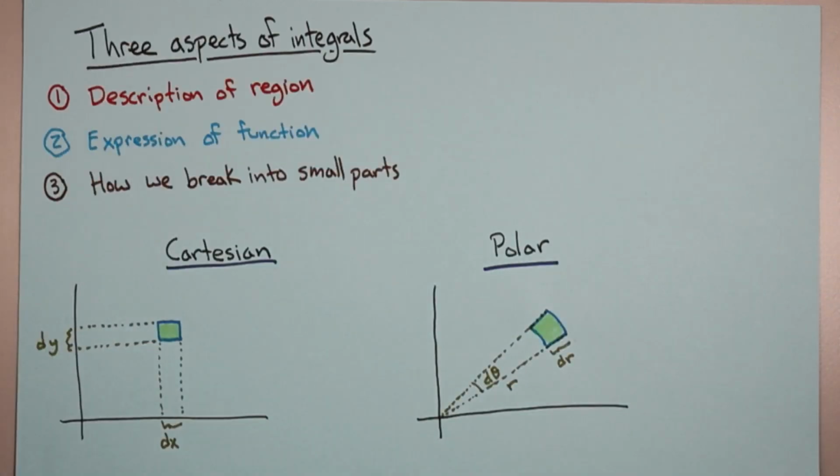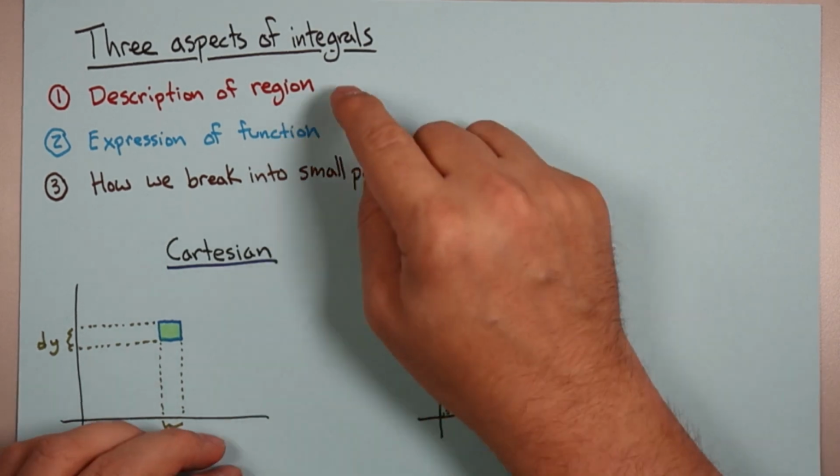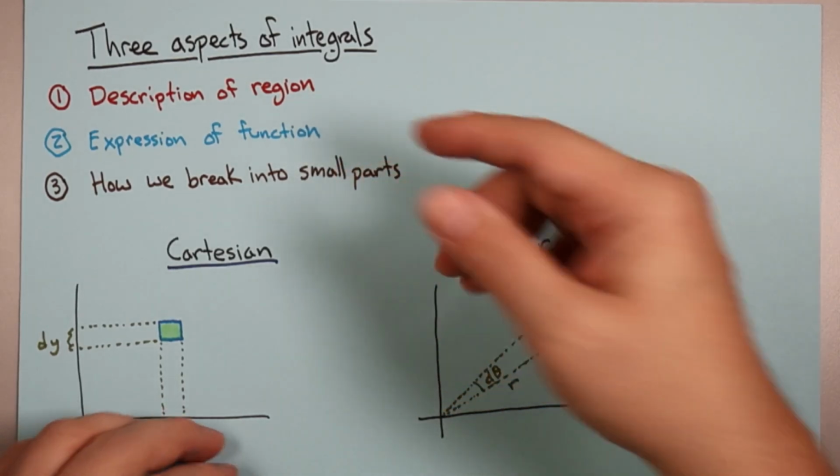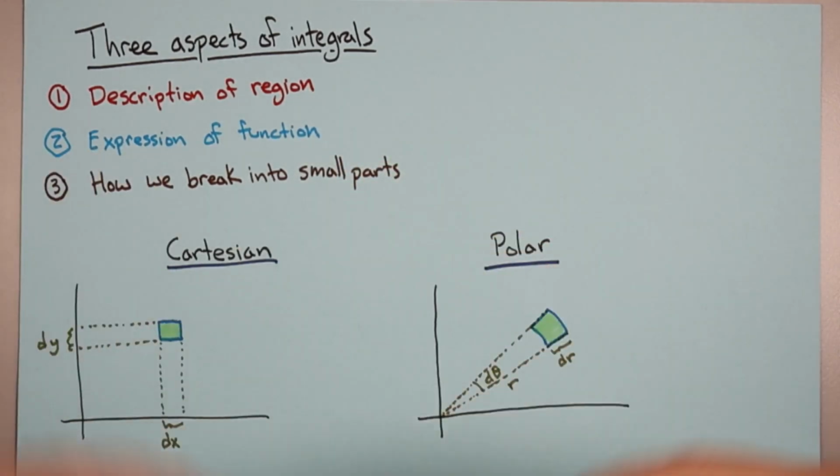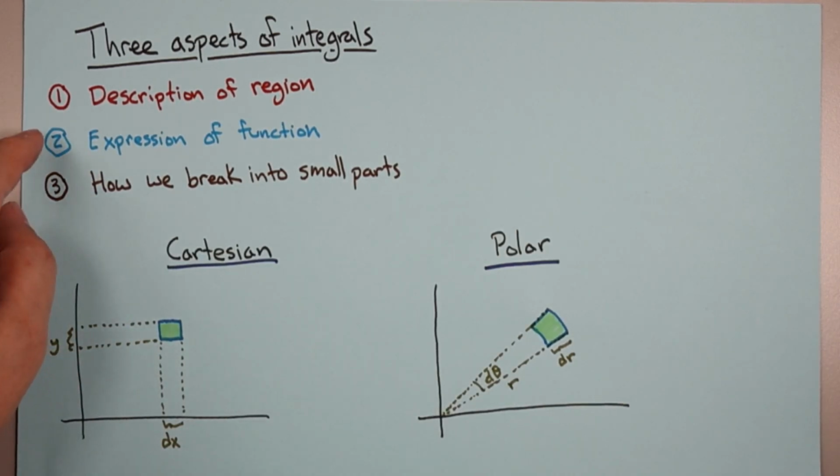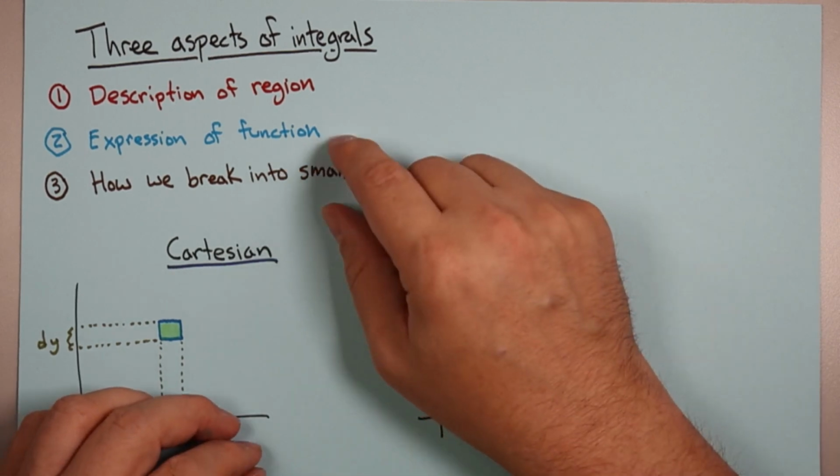Now, as we think about what's happening, we're doing integration. There are three aspects for every integration problem you will ever encounter, and it's always these three. So the first thing is you have to think about, we're integrating over some region. How do we describe the region? Okay. The next thing is we have a function that we're trying to get the total of over that region. How do we express the function?